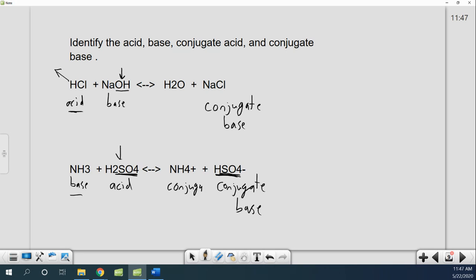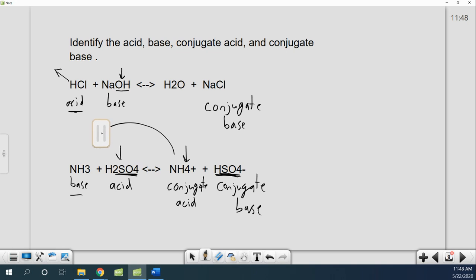And how does that work? How is this an acid if it was originally a base? Well, take a look at it. Now it's got an extra hydrogen on it, right? It could theoretically donate if it wanted to. It could give away that hydrogen and go back to becoming NH3.